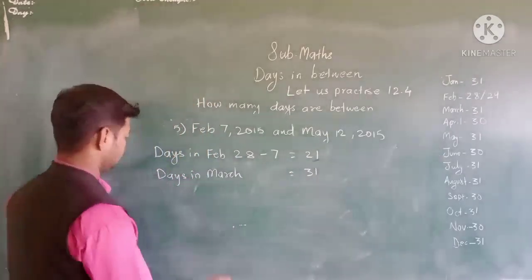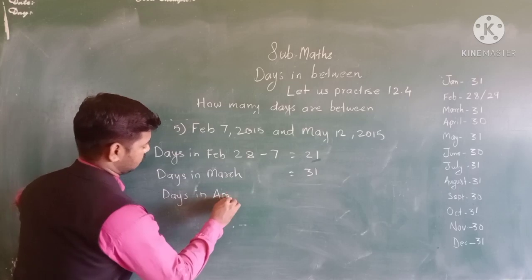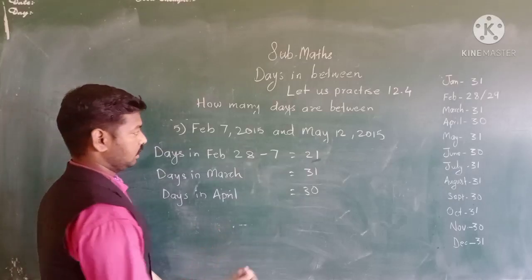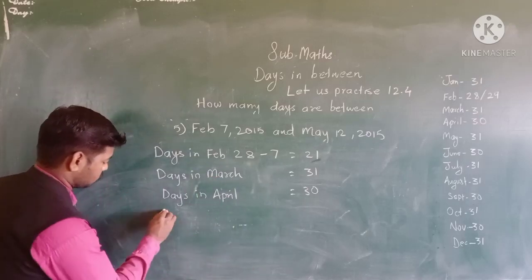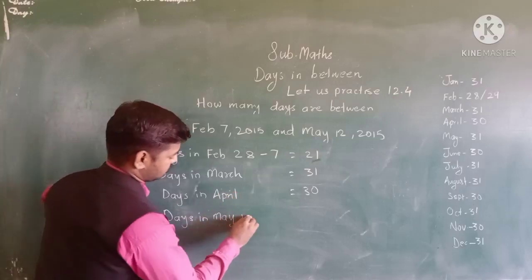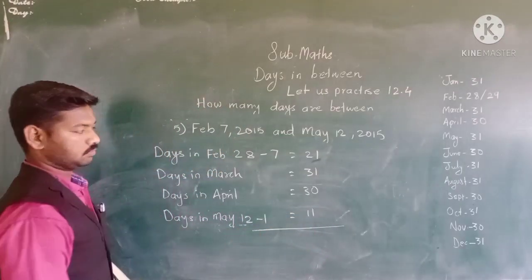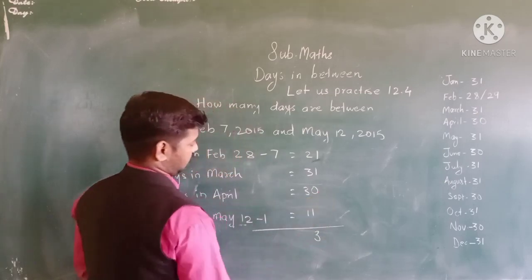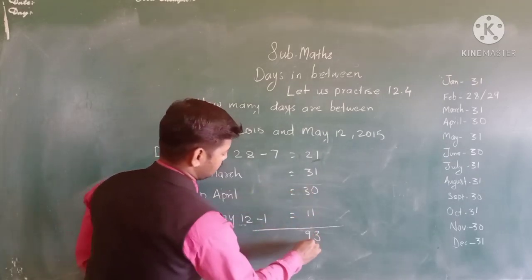After March, April. In April, there are 30 days. Okay? So there will be April, 30 days. And after April, May is there. But in May, the date given there is 12. Okay? So from that 12, we have to minus 1. So days in May, 12 minus 1. Okay, so 12 minus 1 is equal to 11. We will do the sum of the given dates. 1 plus 1, 2. 2 plus 1, 3. Then 2 plus 3, 5. 5 plus 3, 8. And 8 plus 1, 9. So there are 93.